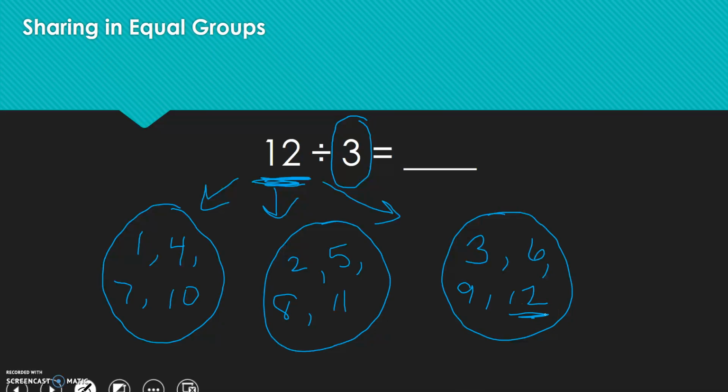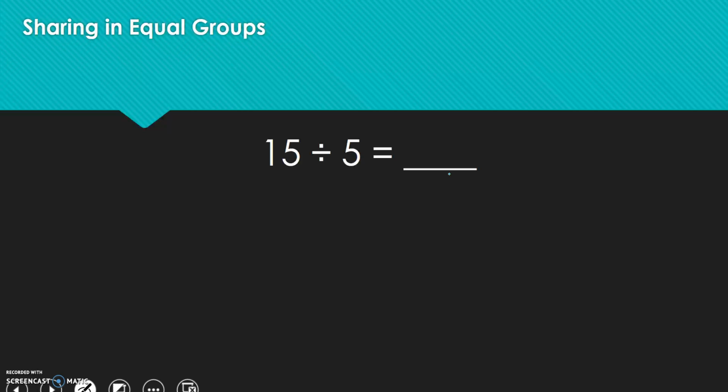I've shared equally. So now I'm going to count just one circle. So I've got 1, 2, 3, 4 in a circle. So I can take 12 and divide it into 3, and that will get me 4. And that's going to tell me how many are in each circle. Let's take a look at another problem.